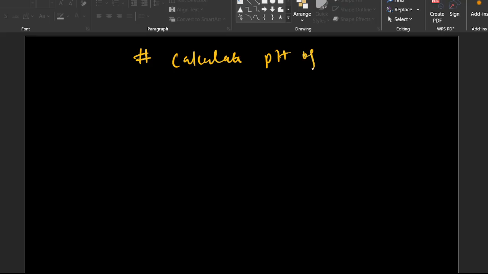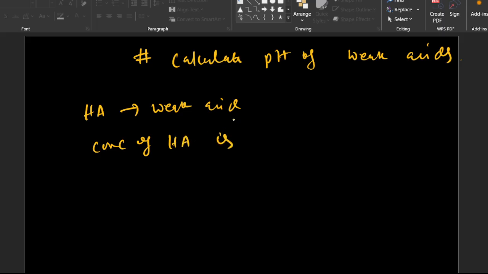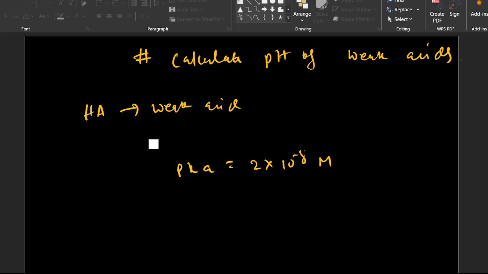First, calculate the pH of weak acids. Suppose HA is a weak acid, and the concentration of HA is given as C molar, and Ka is given as 2 into 10 raised to minus 8. Then find the pH. So I will solve.